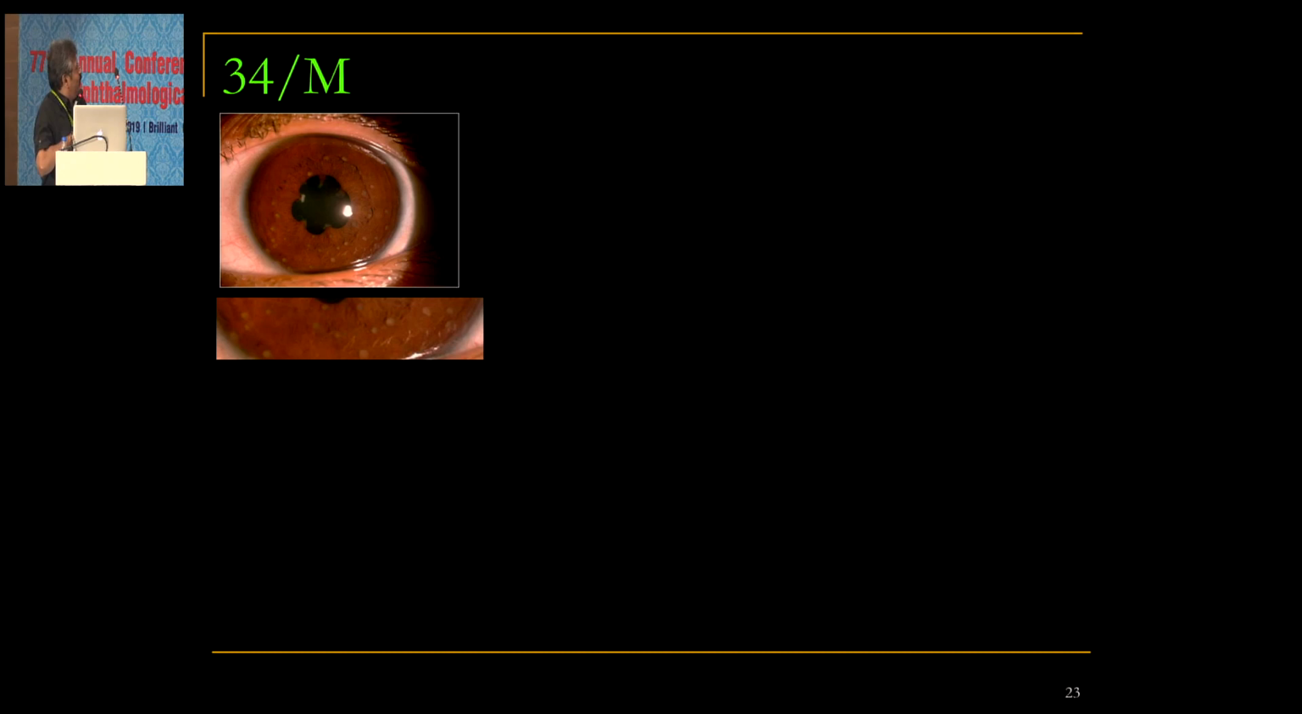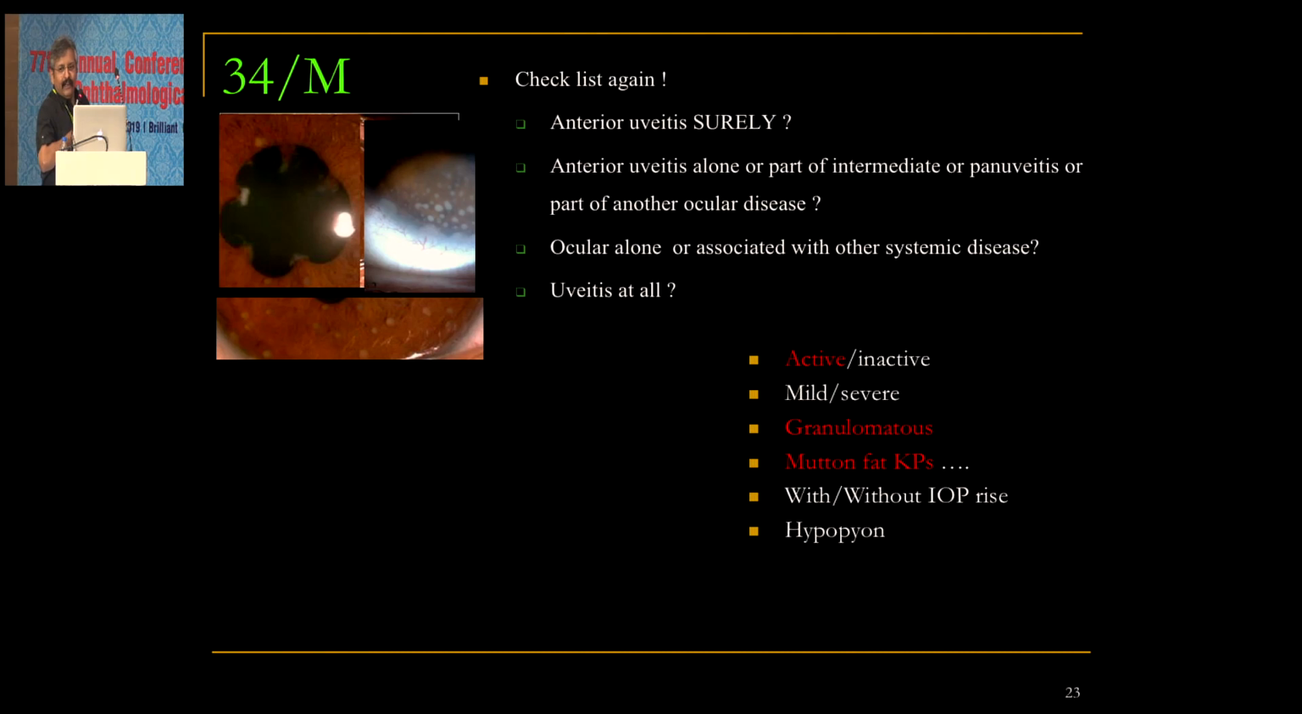This is a 34-year-old male. So what are the findings? Mutton fat KPs, then checklist again. See if it is anterior uveitis surely. Okay. See whether it is part of intermediate or panuveitis, ocular alone or other systemic disease. See active. So this is granulomatous, mutton fat KPs, and iris nodules.